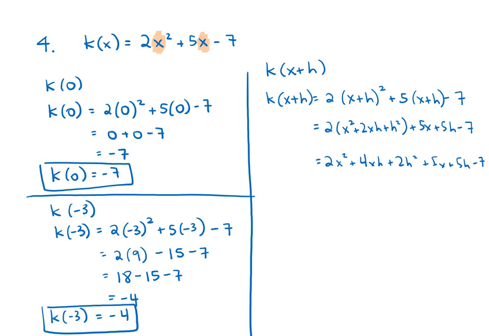And when I look at this, there's actually nothing here that I can simplify. None of those terms are redundant. Let's just write it once for clarity. K of x plus h is 2x squared plus 4xh plus 2h squared plus 5x plus 5h minus 7. It's a long phrase, but that's what we get when we substitute in x plus h for our variable.